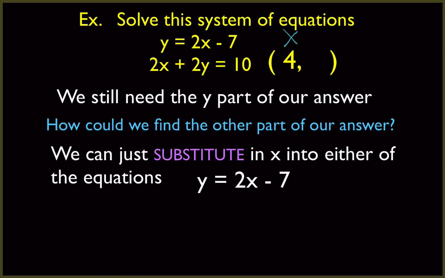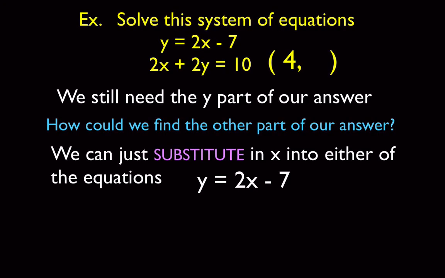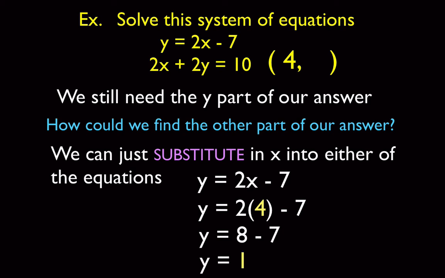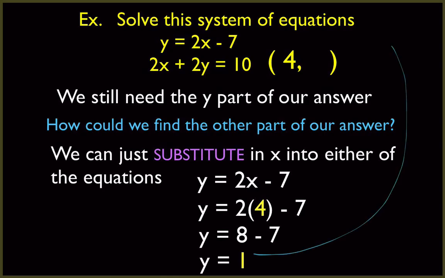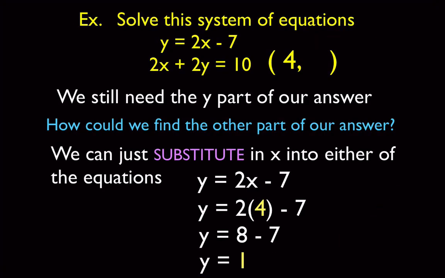Okay, so we locate our x down here, and I'm going to follow that. I'm going to substitute that 4 into there. Simplify the problem. 2 times 4 is 8. 8 minus 7 is 1. Now I have the second half of my answer. Now I can plug that up here, and I'm good to go. At this point, I finally have my completed answer.